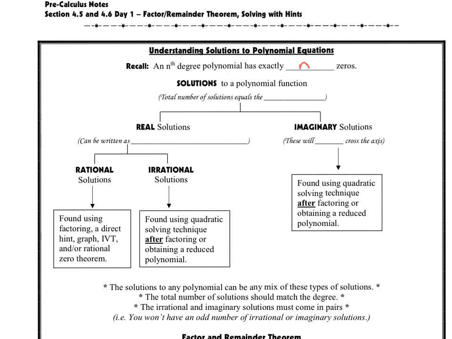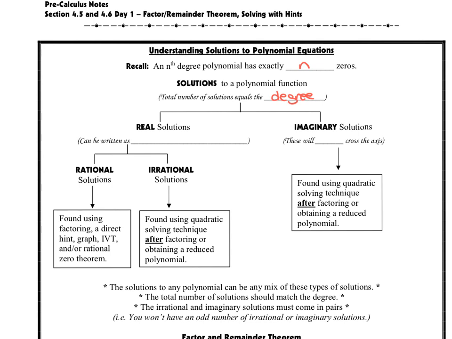Now, real quick reminder on this. The nth degree means that it's either been expanded completely and we found the highest exponent, or we added the exponents of a factored polynomial. Now, that means that our solutions to that polynomial function will be whatever the degree is. So the total number of solutions equals the degree. So if it's a degree 5, you need to find 5 solutions. If it's a degree 12, you would need to find 12 solutions.